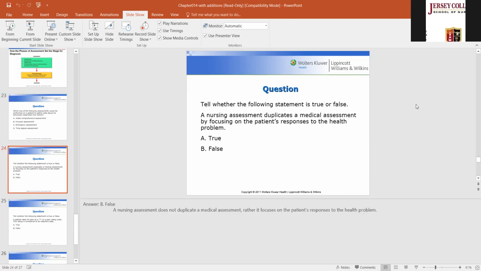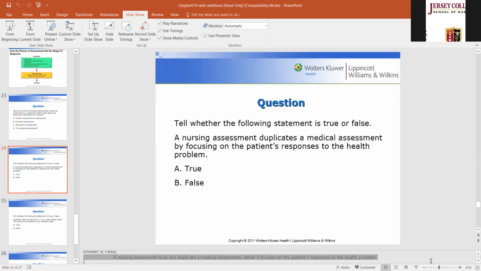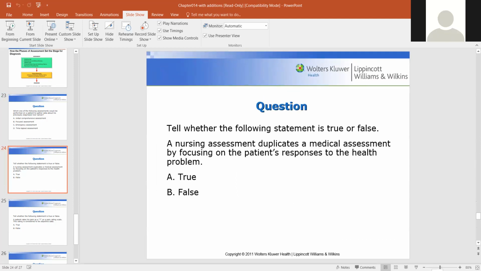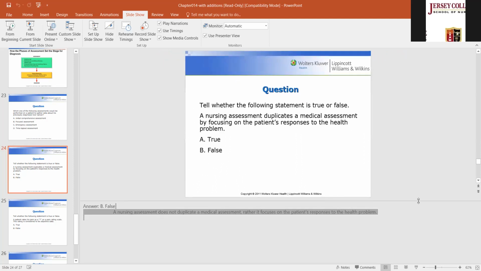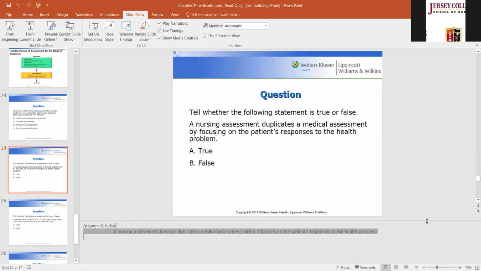Is the following statement true or false? The nursing assessment duplicates a medical assessment by focusing on the patient's response to the health problem. False. Okay. We focus on the nursing aspect, the patient's response, actual or potential response, to the health problem.